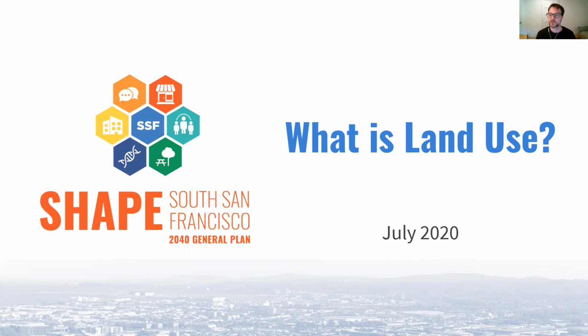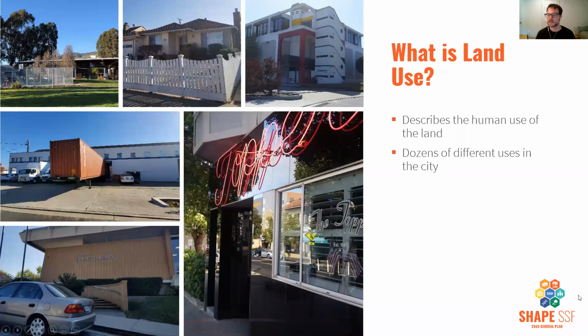Today I'm going to do a brief primer video on what is land use for the South San Francisco General Plan update process. So what is land use? It really describes the human use and activities that happen on each parcel of land within the city. There are dozens of different land uses and activities that happen across South San Francisco.